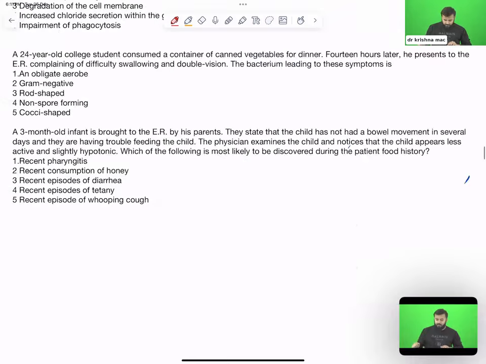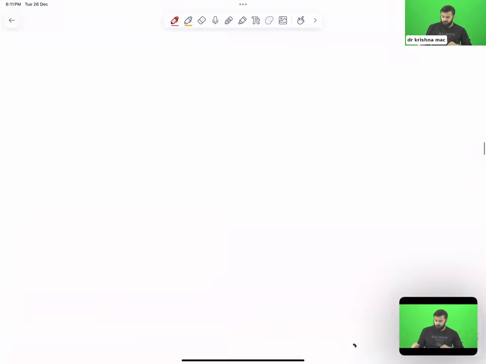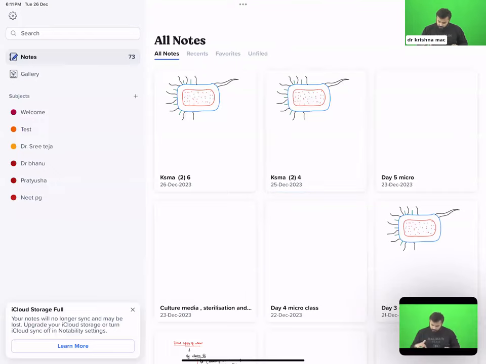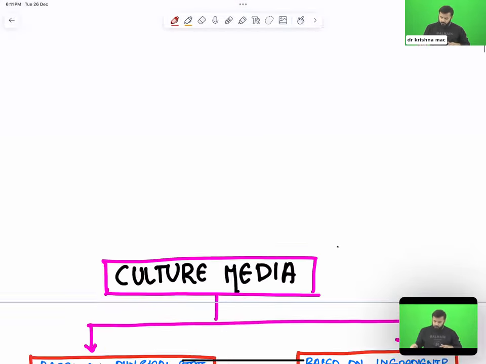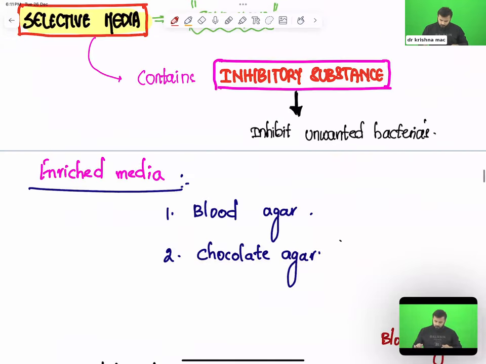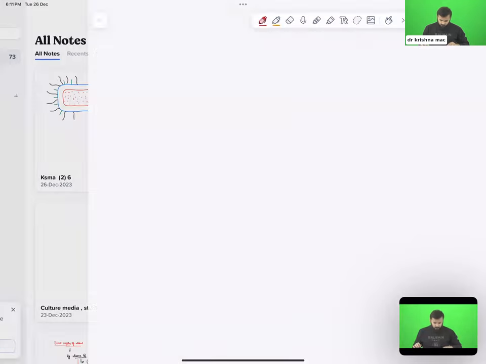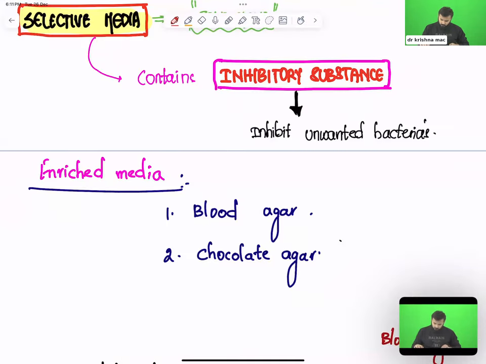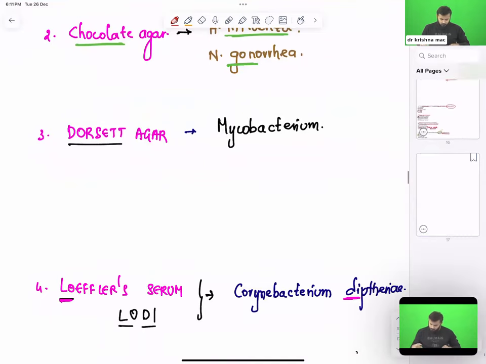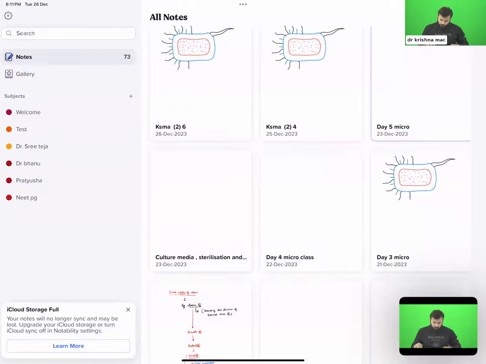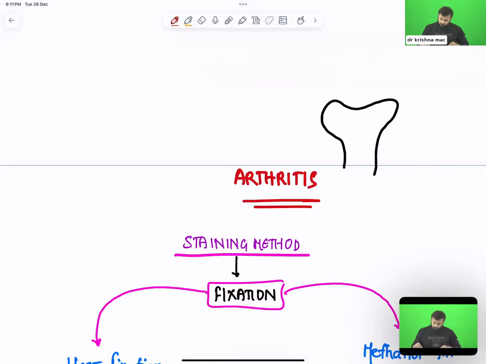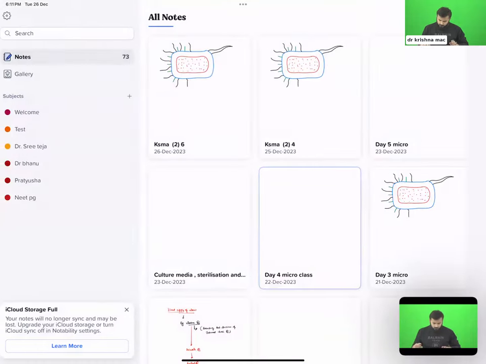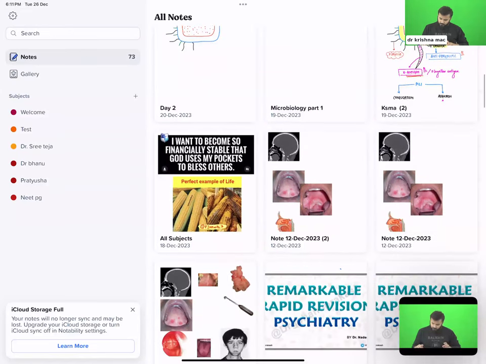Right, so yesterday we were discussing regarding these things, right? I don't know where the file went. Chalo, no problem. I will send you the notes anyways.